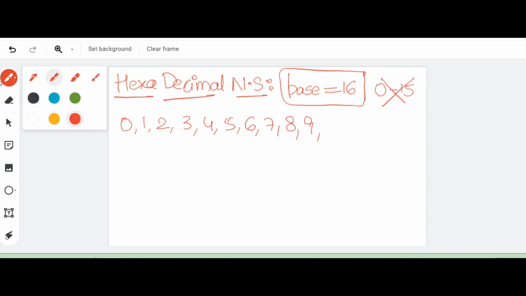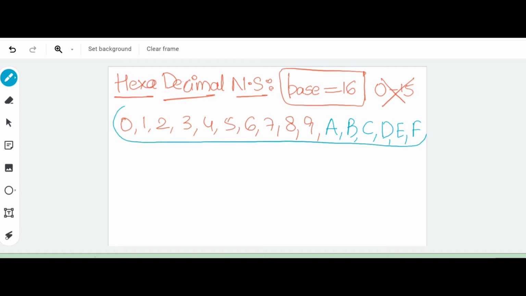Till now everything is fine, well and good. But here the real thing comes. From 10, you start representing with the alphabets. A represents 10, B represents 11, C represents 12, D 13, E 14 and F 15. So A, B, C, D, E, F are 10, 11, 12, 13, 14, 15. This is the representation of the numbers limit for a hexadecimal number system. Please make a note of this.